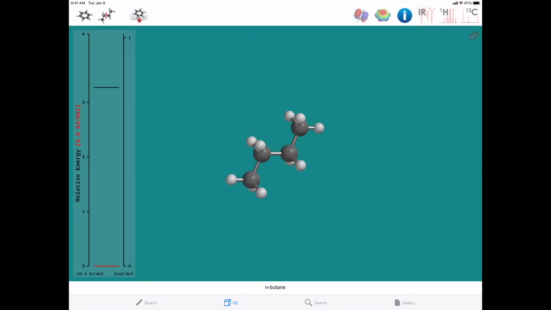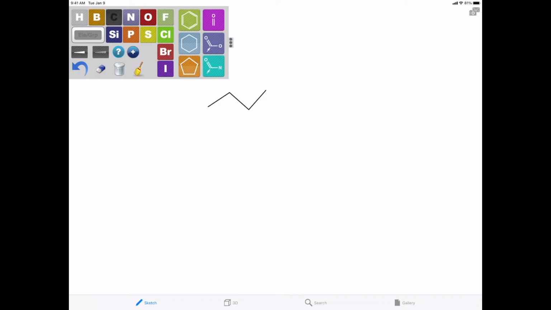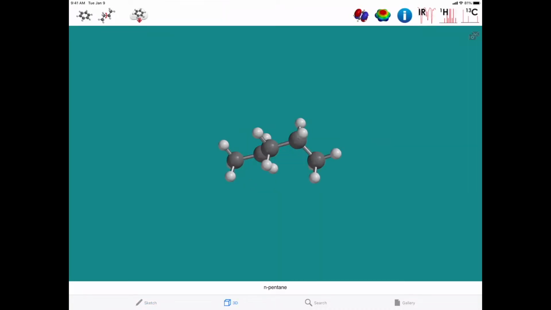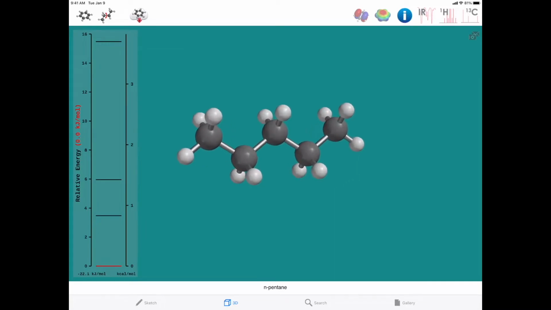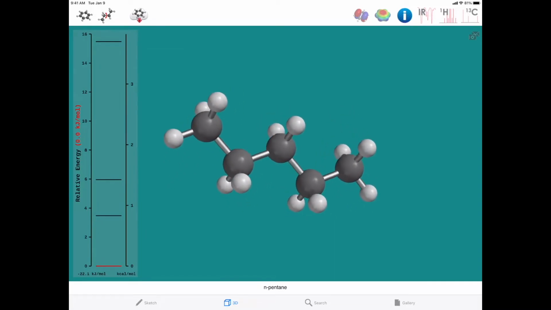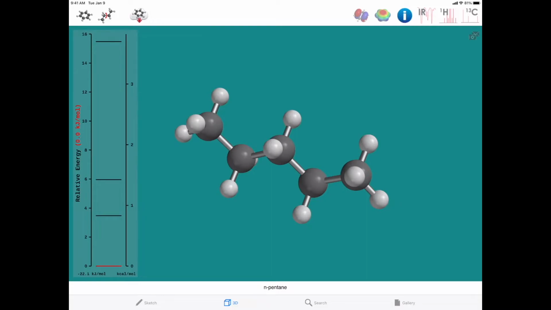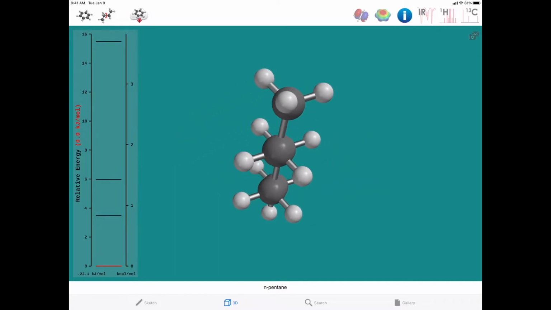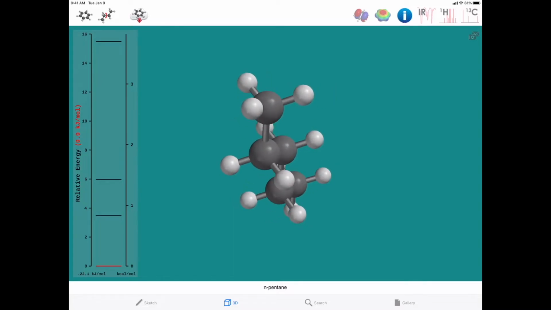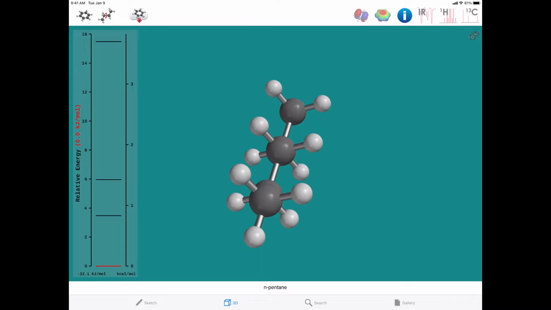I forgot. So Spartan lets you draw pentane, and then, kind of fun, it has conformations. So there is the all-trans conformation. We'll call this one 2, 3, and 4. Doesn't matter, we could have gone the other way, it's symmetric. Looking down the bond between 2 and 3, you can see that's an anti or trans conformation. Looking down the bond between 3 and 4, that's also an anti or trans conformation. That's the lowest energy one.